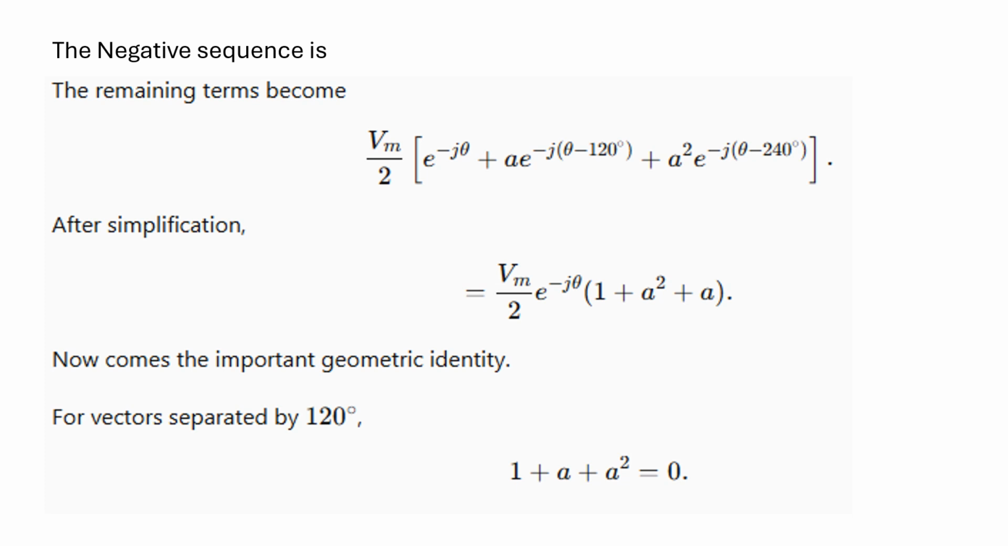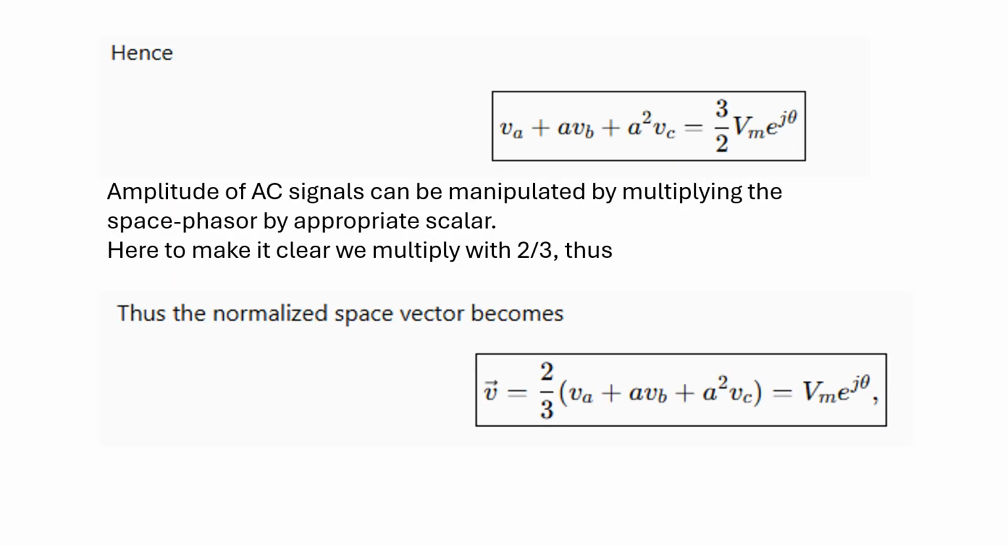So completely the negative sequence components are 0. When the phase system is balanced, then we don't get this negative phase sequence. So it is absolutely positive. Hence, VA plus aVB plus a squared VC can be reduced to 3/2 Vm e^(jθ). It's a single rotating phasor, we can represent it as V.